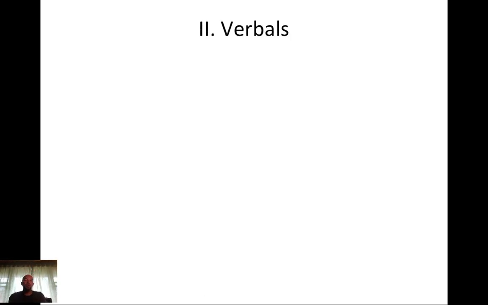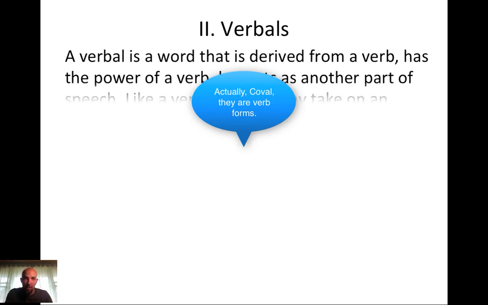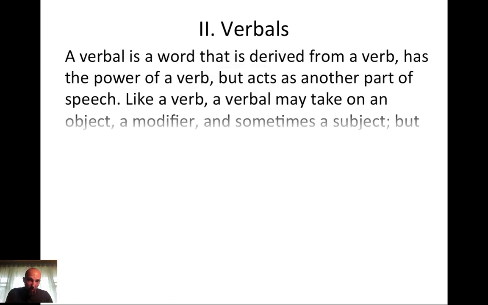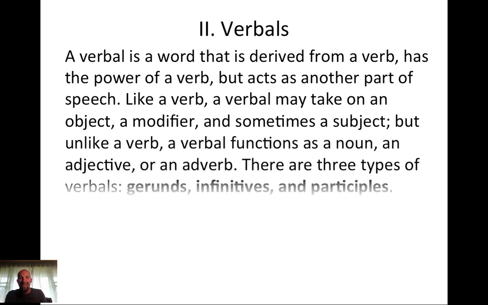Last, we have verbals. Verbals get confusing for people because they think they're verbs, but they're not. They're functioning as other things. We put them under verbs so that we can clarify for people. A verbal is a word that is derived from a verb, has the power of a verb, but acts as another part of speech. Like a verb, a verbal may take on an object, a modifier, and sometimes a subject, but unlike a verb, a verbal functions as a noun, an adjective, or an adverb. There are 3 types of verbals: gerunds, infinitives, and participles.